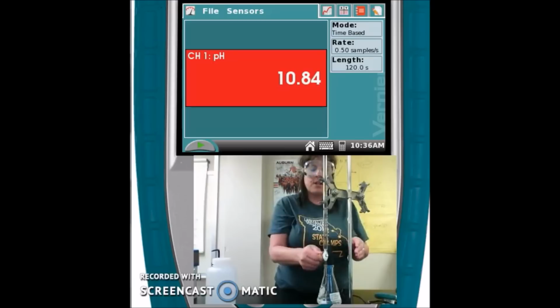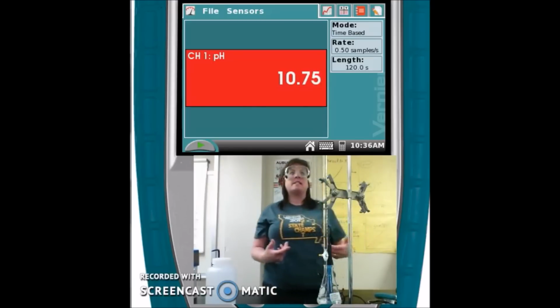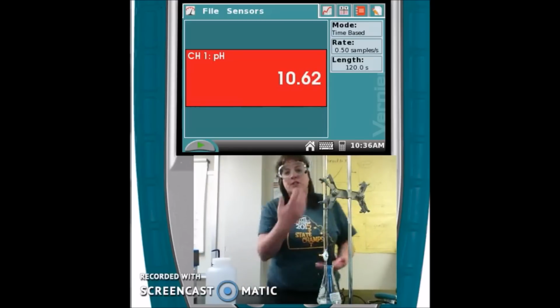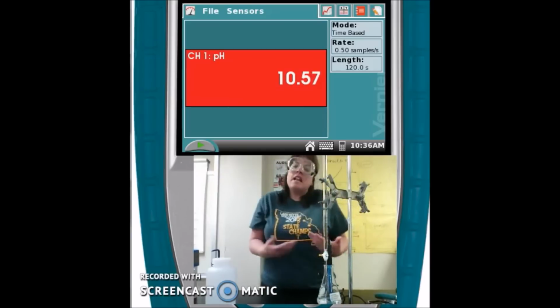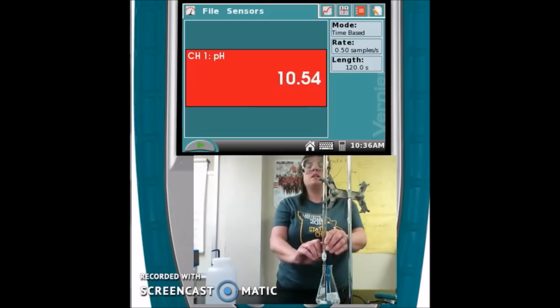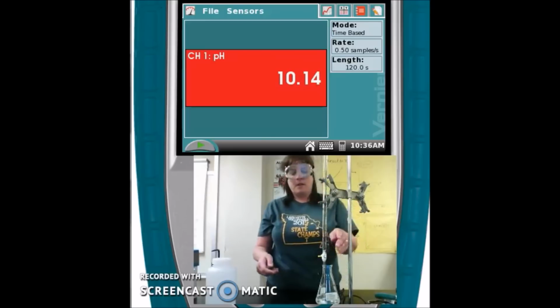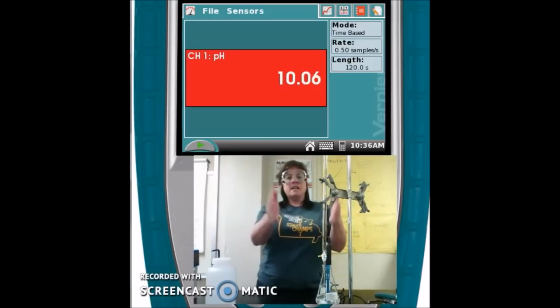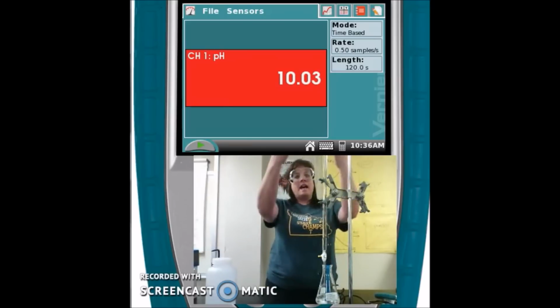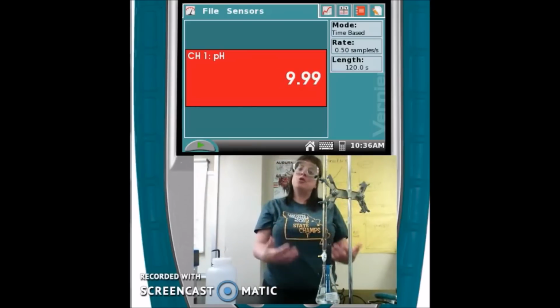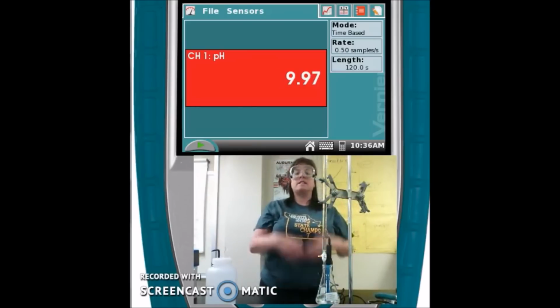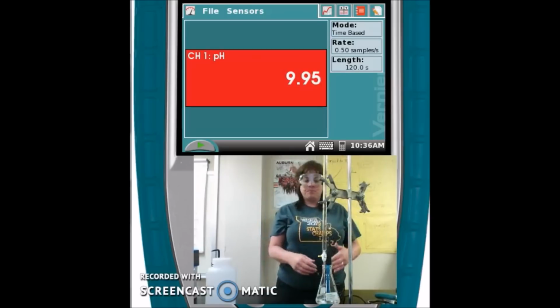At first you can be kind of aggressive with your adding of acid, or your standard solution. In my case, it's acid. And you can see that as we do that, the pH begins to drop. Since I have a basic solution here, as I add acid and it begins to neutralize some of those hydroxide ions, the pH falls.